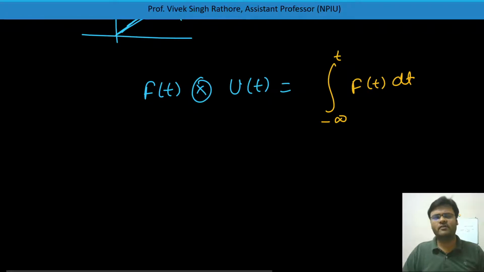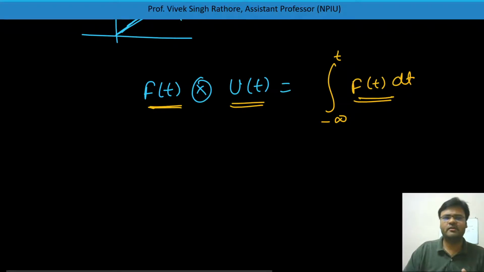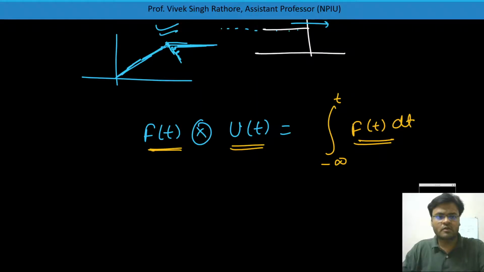So whenever your values are given, if you have been given the question f(t) convolved with u(t), you can integrate your signal from minus infinity to t of f(t). You will get the same output as you would get from this convolution.